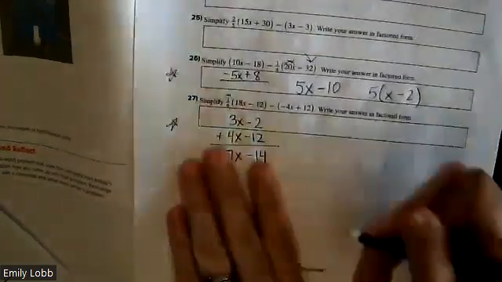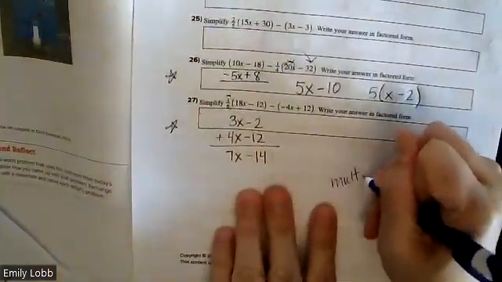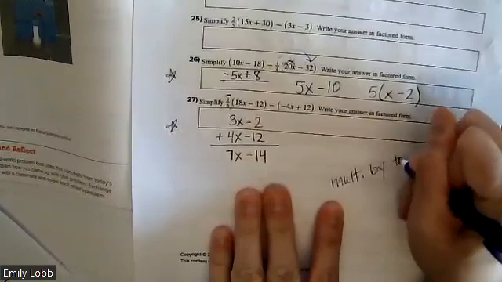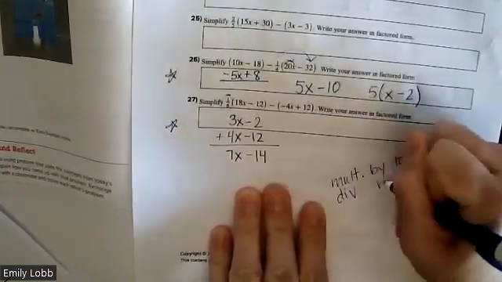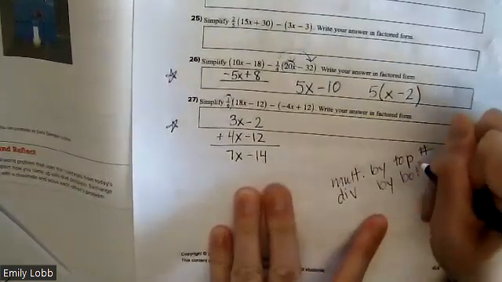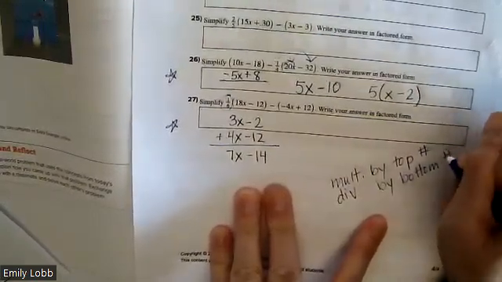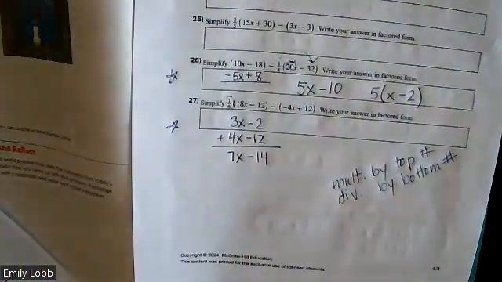All right, so do complete the few that we haven't done together. Make sure you're remembering that we multiply by the top number, divide by the bottom number, when you're multiplying by fractions.